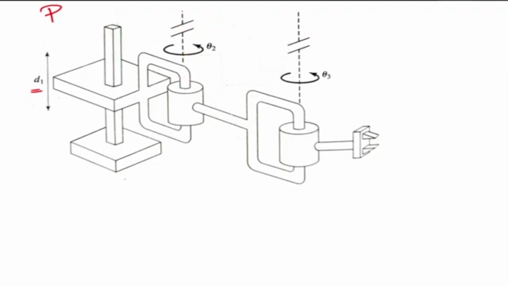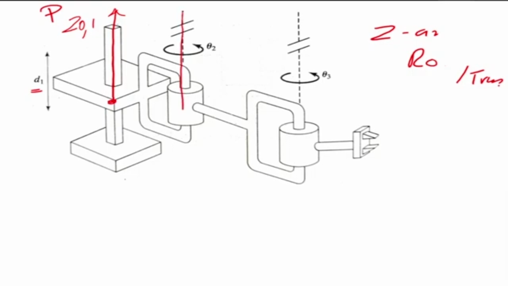Based on what we studied in the last class, the z-axis is the axis of rotation or translation. So the first axis that we assign is here. I say this is my z0 and z1. Next axis is this axis, which is my z2. Then there is one axis there which is my z3. Now I have assigned my z-axes.